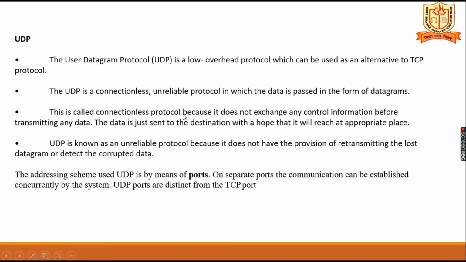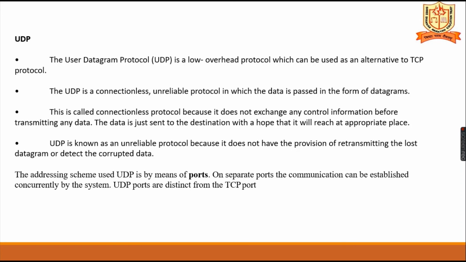Next is UDP. UDP is the User Datagram Protocol, a low-overhead protocol which can be used as an alternative to the TCP protocol. UDP is also a connectionless, unreliable protocol in which data is passed in the form of datagrams. In IP, the data is passed in the form of packets. In UDP, the data is passed in the form of datagrams.